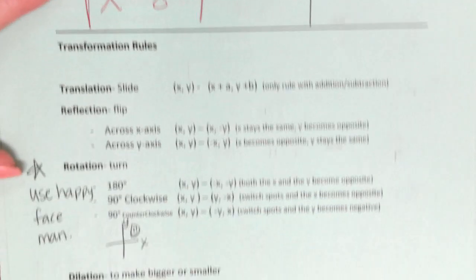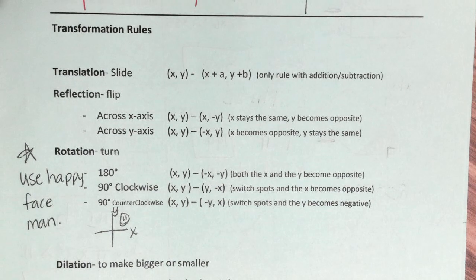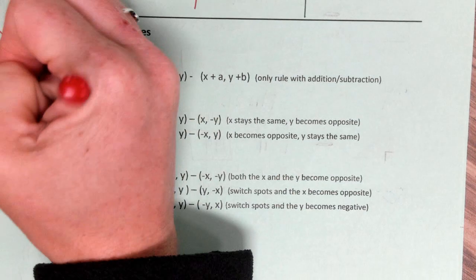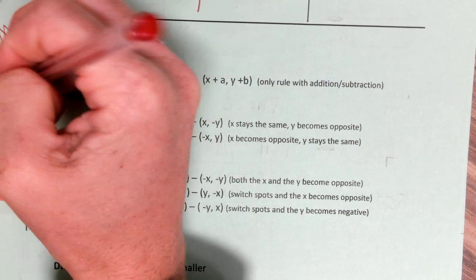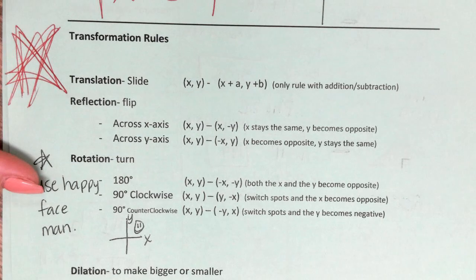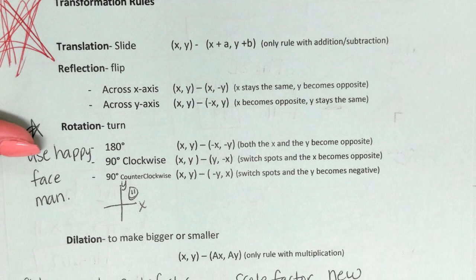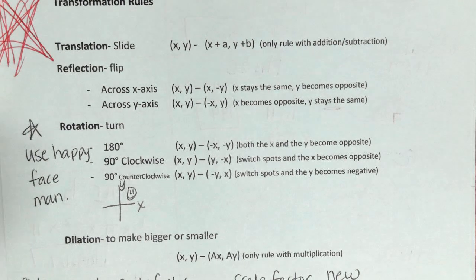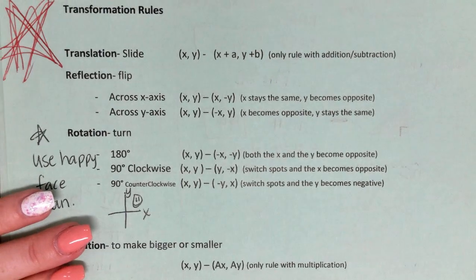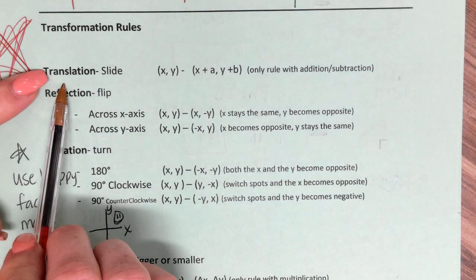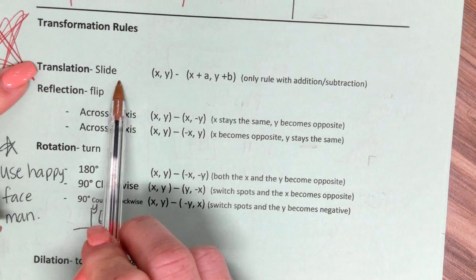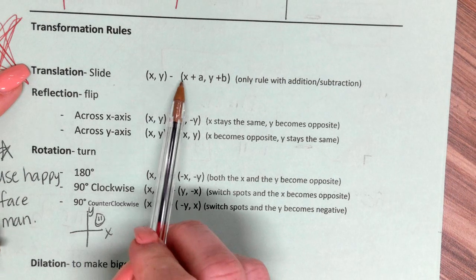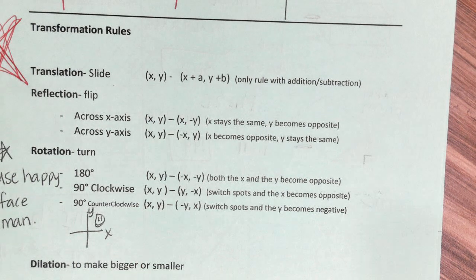All right, your transformation rules. If you go over anything tonight, this is what I would go over. I don't know why, but they throw this all over your test. So make sure you're good. A translation is a slide. So right is positive, left is negative, up is positive, down is negative.